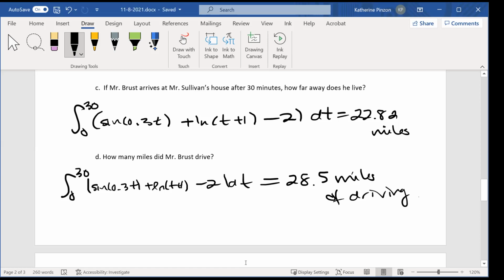So the difference between net change and total change. Net change uses the positive and negative. Total change does not. It says make everybody positive and see how far. We don't care about direction when we're doing total change. When we're doing net change, we do.